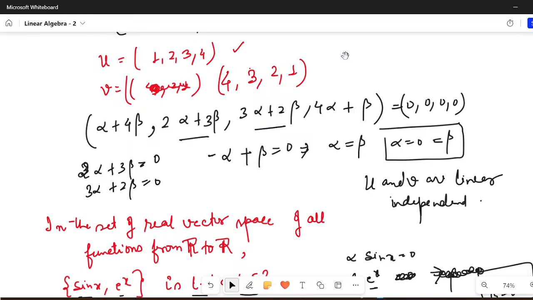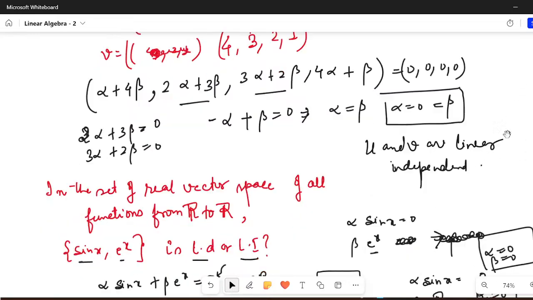Now this brings us to another definition, bases and dimensions.